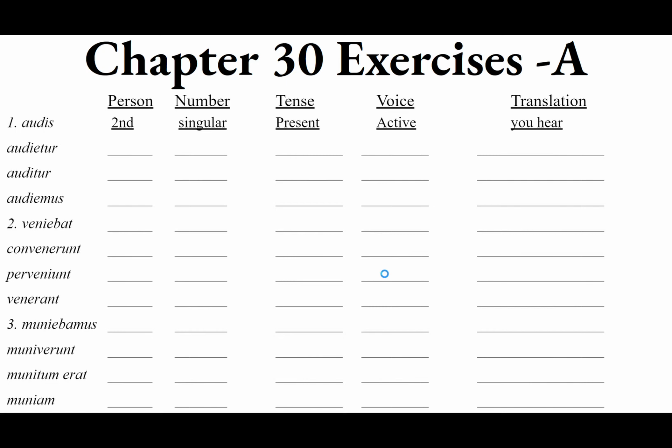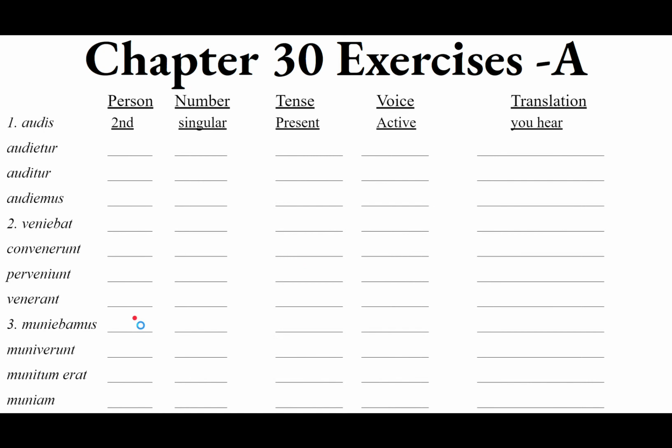It often takes an in plus the accusative of motion towards to indicate where you arrive at. Venerant, macron over the first E. Venerant, third person, plural, pluperfect, active. They had come.